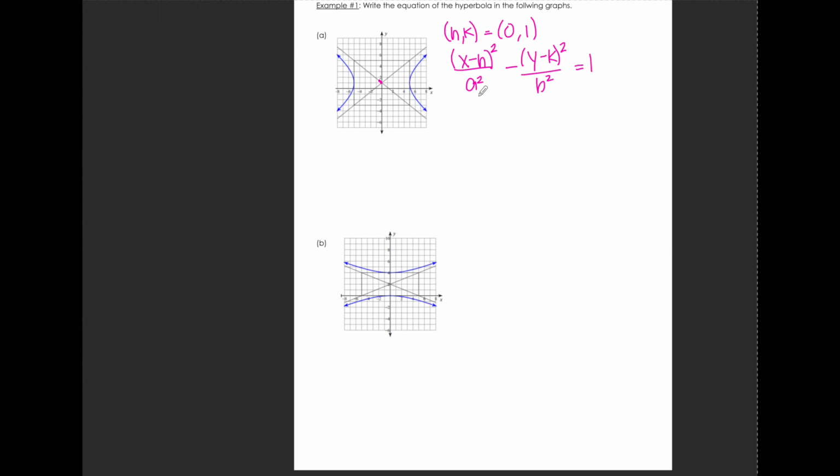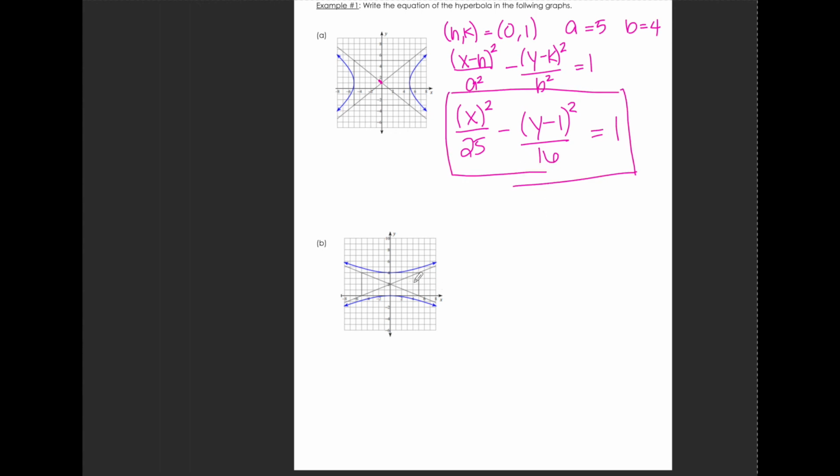A is going to be the distance left and right. So if I count boxes, it's just 5 units. So A is 5. B is going to be the distance up and down from the center. And I can see if I count boxes here that that's 4 and 4. So B is going to be 4. Now that I have h, k, a, and b, I can just plug those into the equation of my hyperbola. So I have x minus 0 squared. So I'm just going to leave that as x squared over a squared, which is 25, minus y minus k. So that's y minus 1 squared over b squared, which is 16, equal to 1.